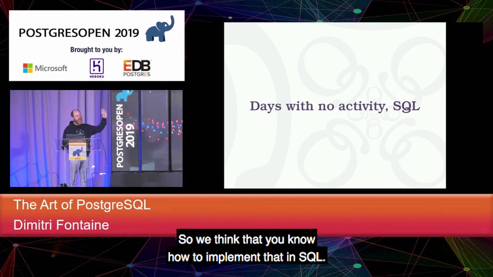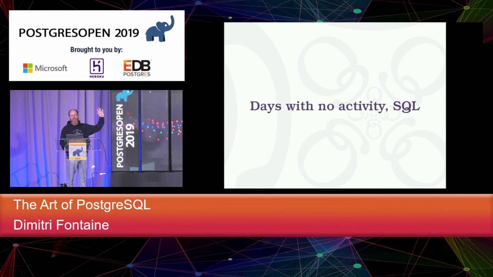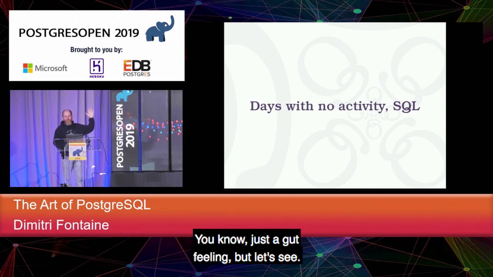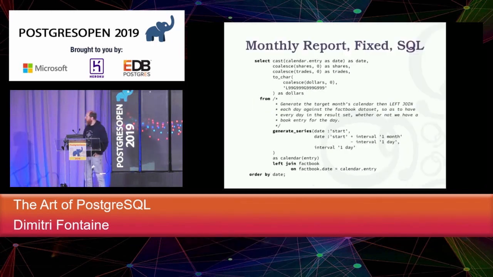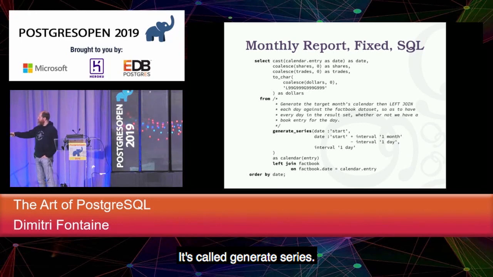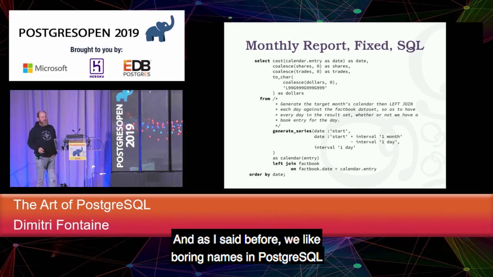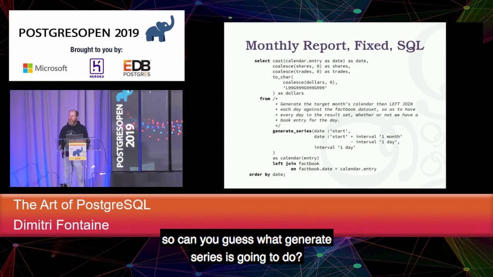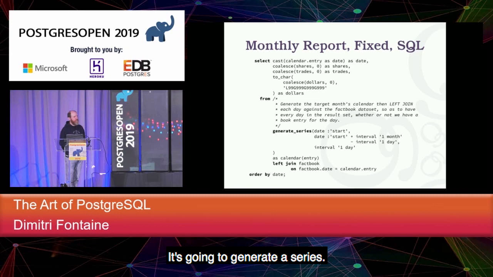So who thinks they know how to implement that in SQL? Like, just a gut feeling. Okay. So let's see. There is one thing in PostgreSQL that is very useful. It's called generate_series. And as I said before, we like boring names in PostgreSQL. So can you guess what generate_series is going to do? It's going to generate a series.